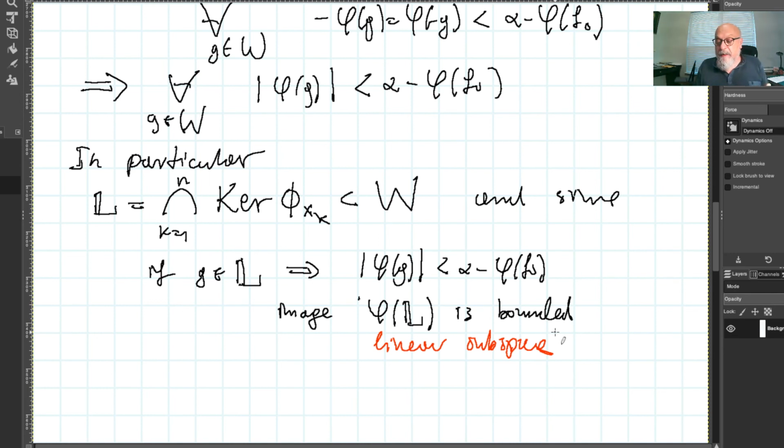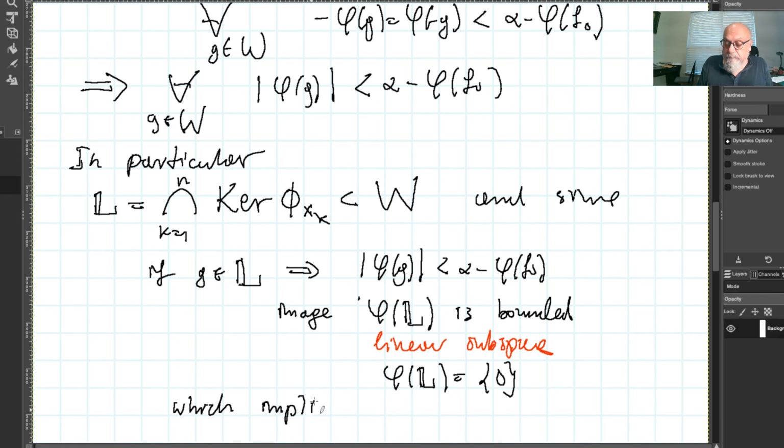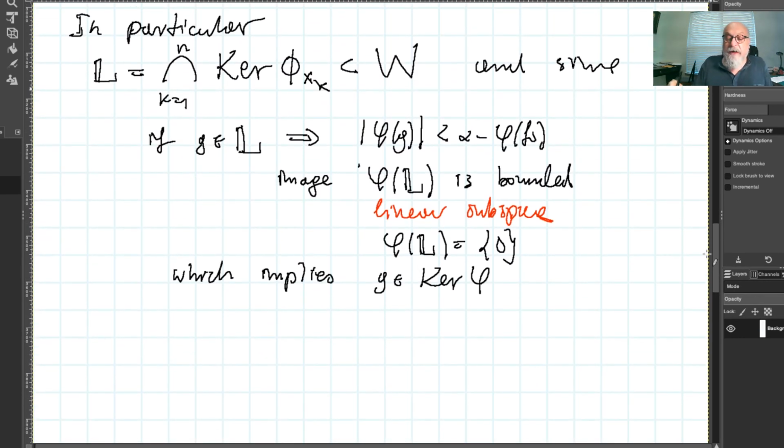There is only one bounded linear subspace, which is zero. So phi of L must be equal to zero. And that implies that g belongs to the kernel of phi. So let me point out, what did we get?